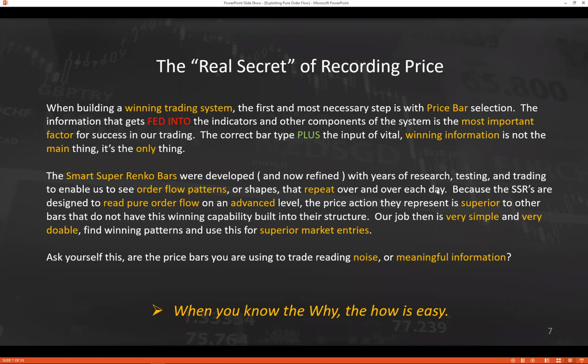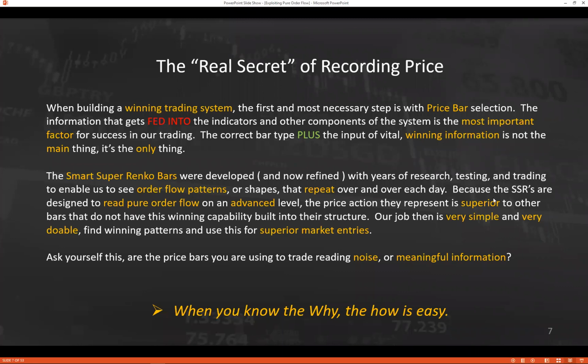Now, remember, if you trade using order flow, you tend to get in front of future price movement. So if we have order flow patterns that repeat, does that mean we have a great opportunity to get in front of future price movement over and over each day? And the answer is absolutely.